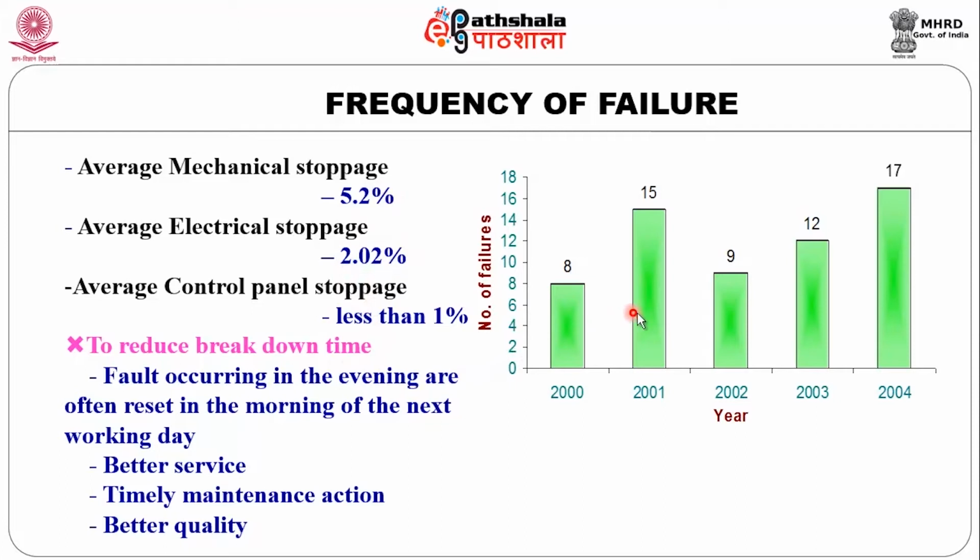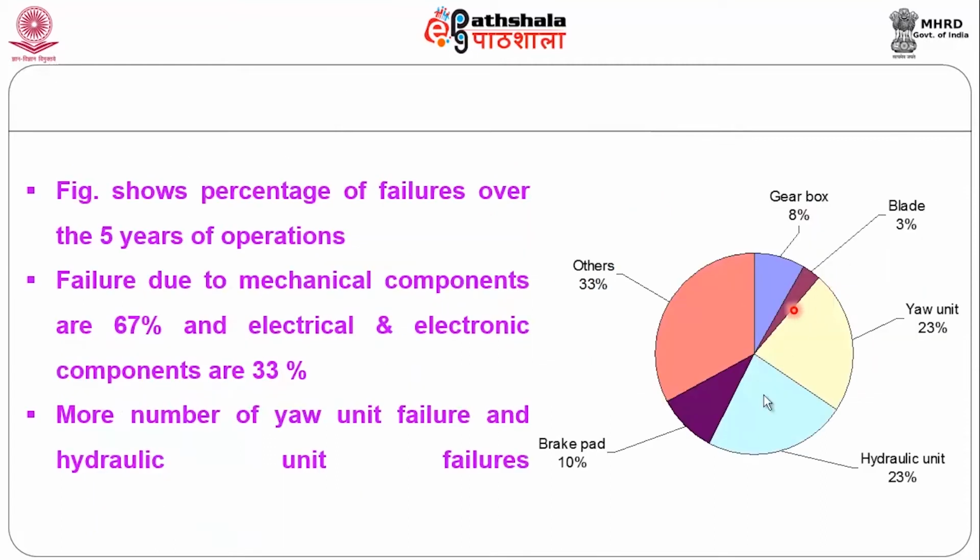And these are all the number of failures, much here and here, and maybe the mechanical component failures. And here the figure shows percentage of failures over the 5 years of operation, and the failure due to mechanical components is about 67%, and electrical and electronic components about 33%. More number of yaw unit failures and hydraulic unit failures.